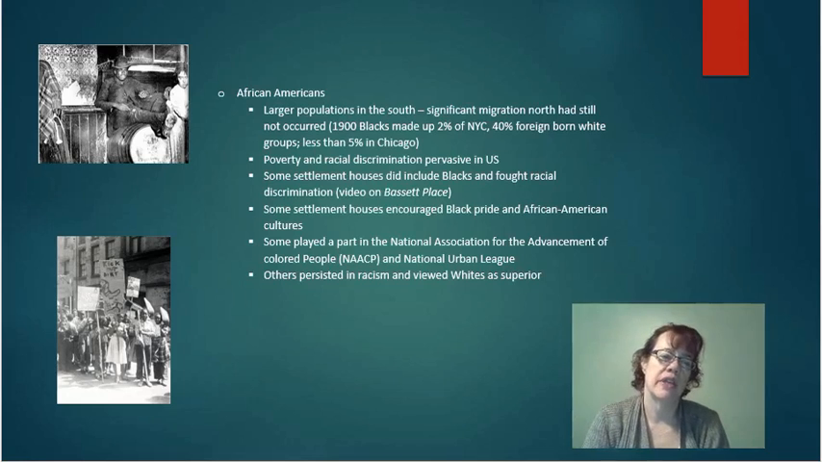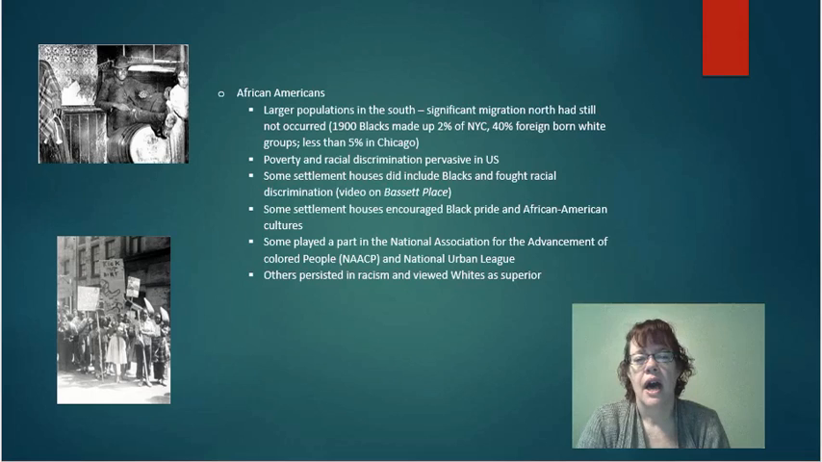We're going to look in the future at World War I a little bit, and that's really when African Americans start moving north. So World War I doesn't start until 1914, and that's when we're going to see the first real movement into urban areas. And as I said, this is a northern urban movement for settlement houses.